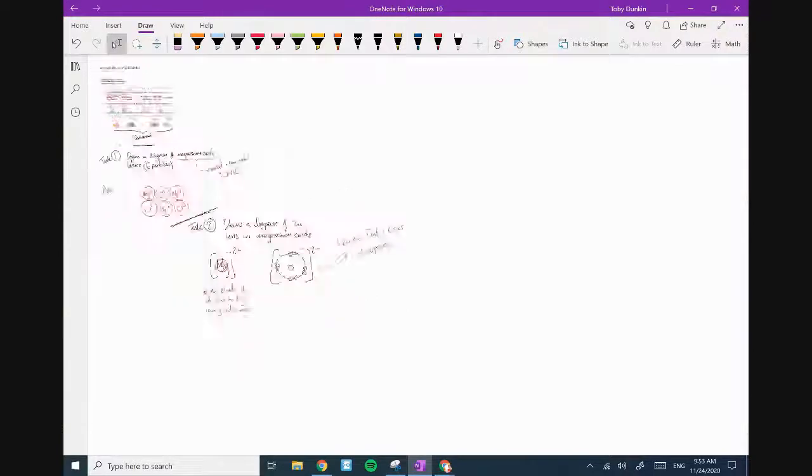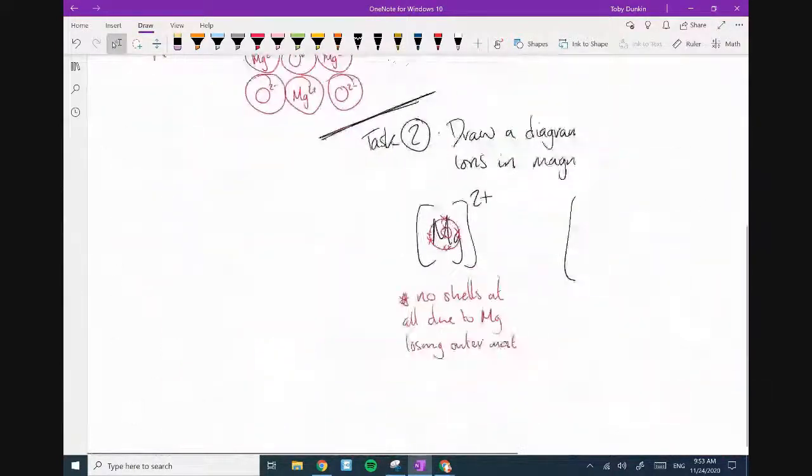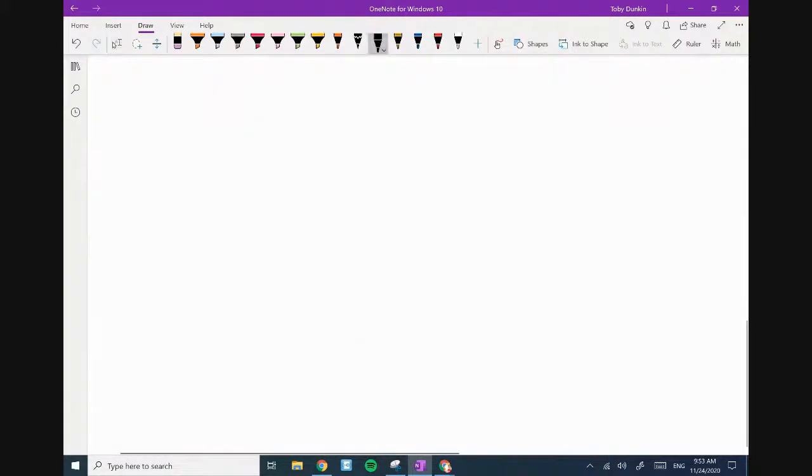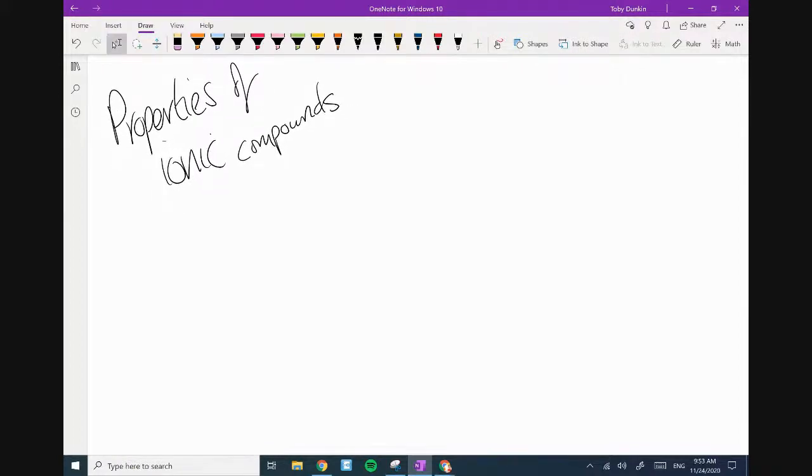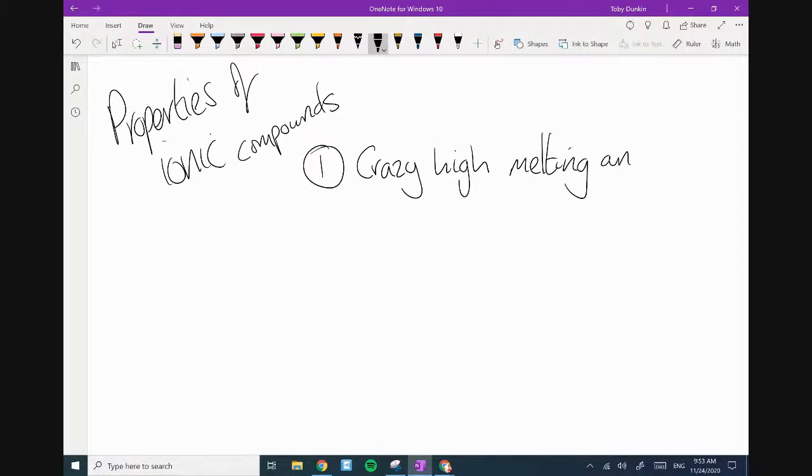Okay, so let's move on to my learning objectives. Question number 1: what properties are there? Properties of ionic compounds. I'm going to put compounds, but I always like to say objects as well. Property number 1: a crazy high melting and boiling point.